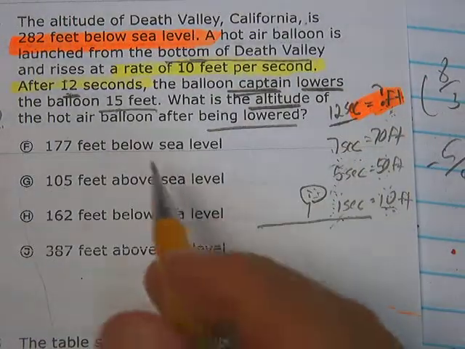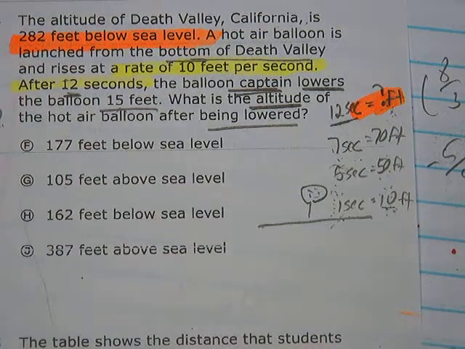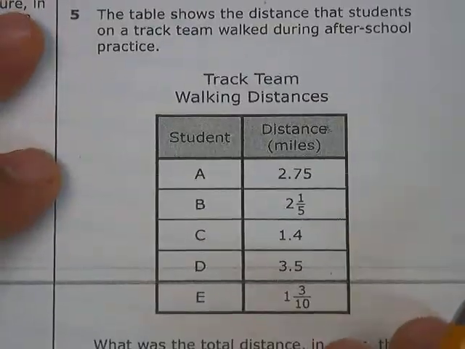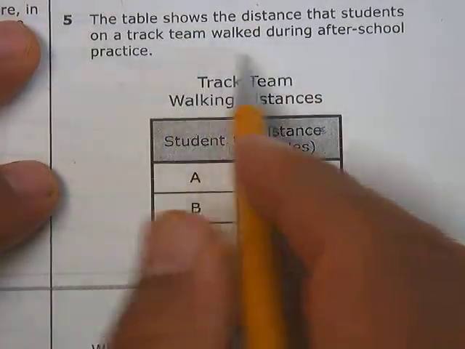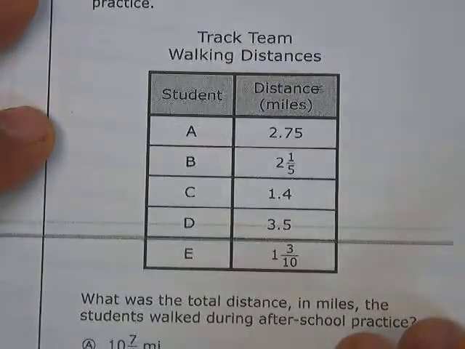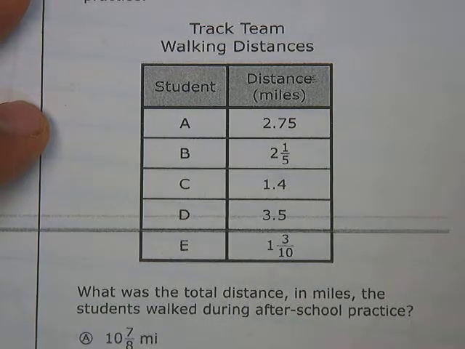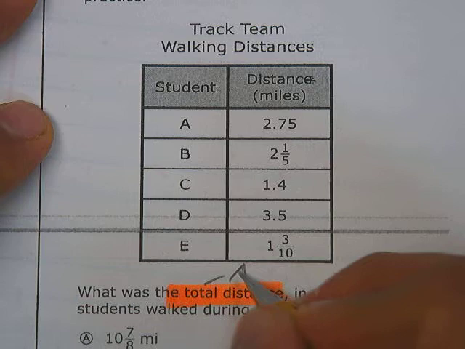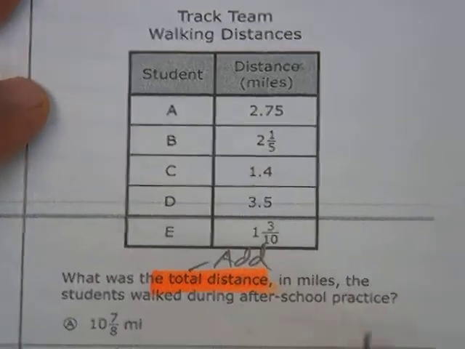Once you have this answer, right here, once you have that answer, lower it 15 feet and you'll have your answer. Okay. Number 5 there. The table shows the distance that the students on the track team walk during after school practice. Okay. The key word there is, what is the total?